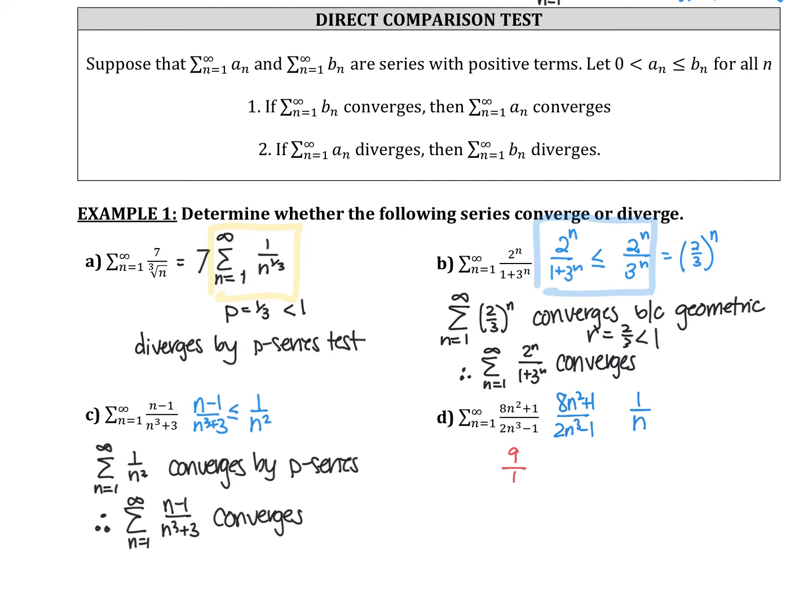Great, I've got 9. If I plug in 1 over here, I get 1. Well, so far it's looking like the left-hand side is greater, that 8n squared plus 1 over 2n cubed minus 1. Let's try another one.